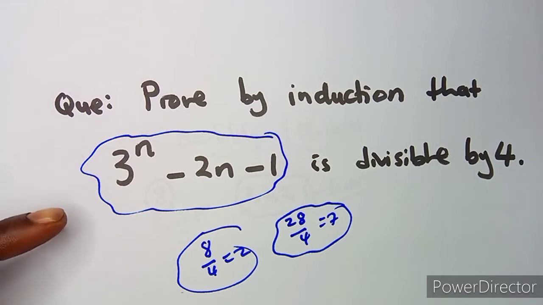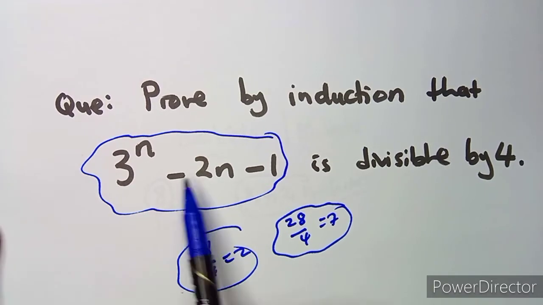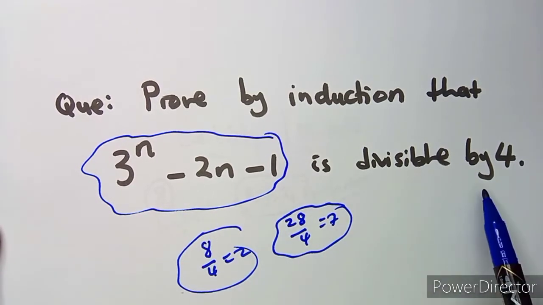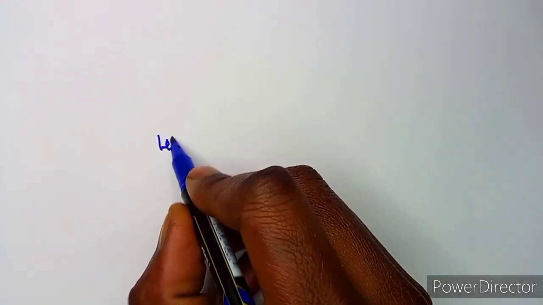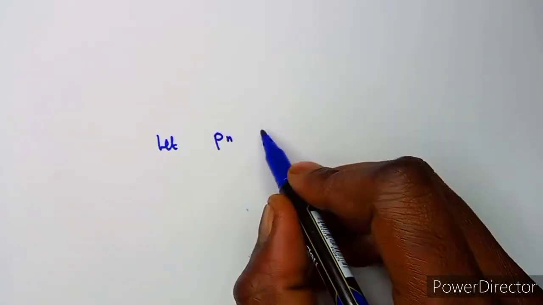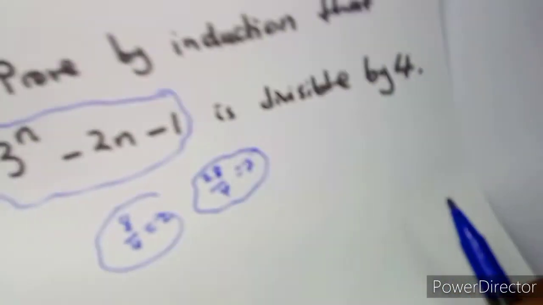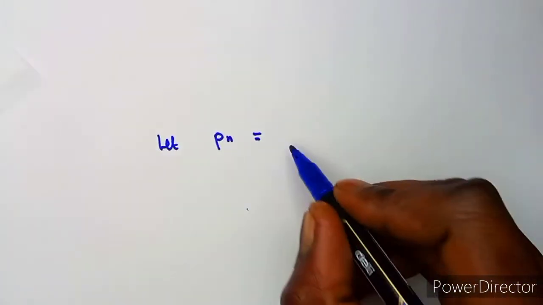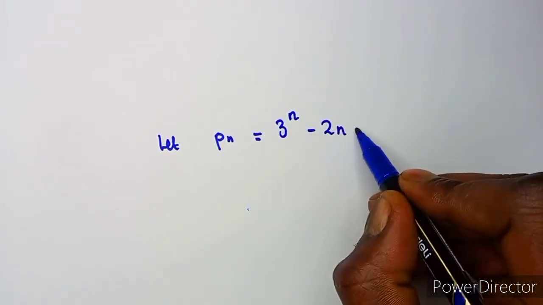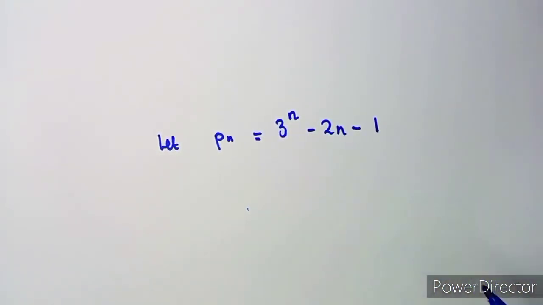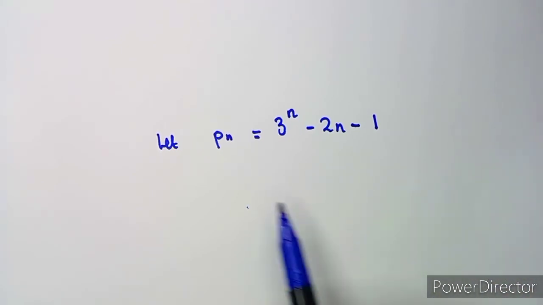So if that is the case, that this expression that we have here is divisible by 4, I'm going to introduce a statement now, like you saw from our notes. We said we are going to introduce a statement, so we are going to let Pn be the statement that we are given here, which is 3 to the exponent of n minus 2n minus 1. This is our statement that is representing what?